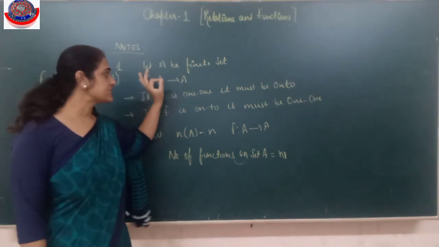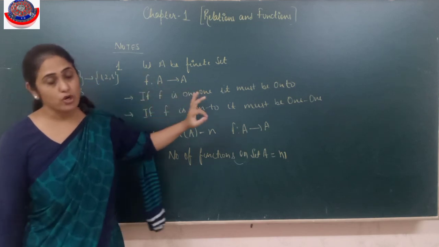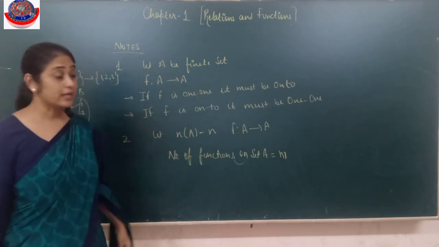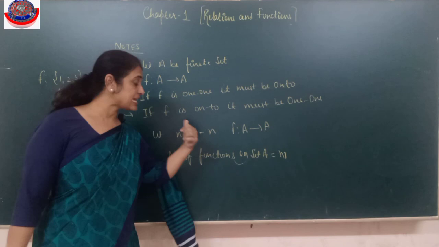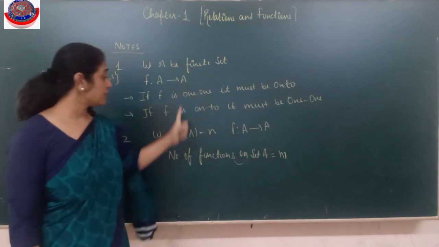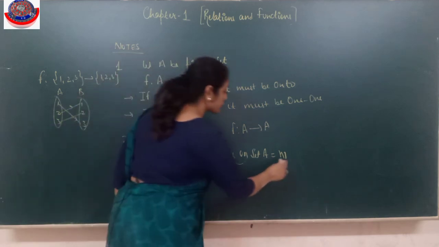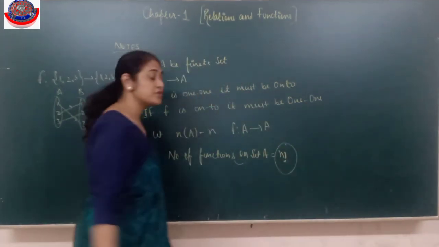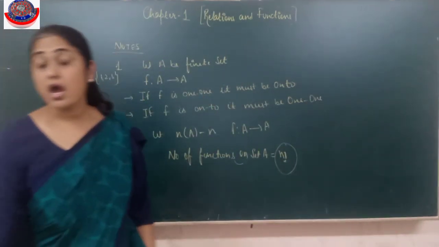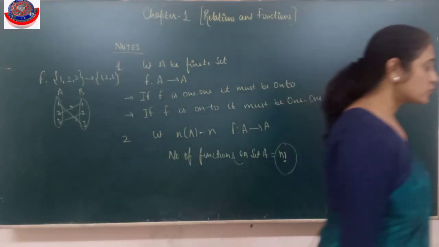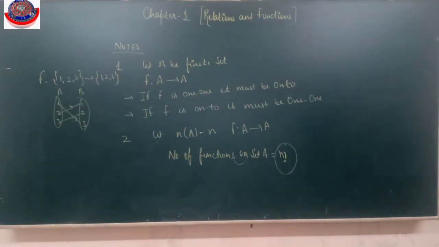If a set is a finite set, if it is 1-1, it must be onto. If it is onto, it must be 1-1. And the number of functions from set A, if the elements of A are n, the number of functions which are 1-1 as well as onto is n factorial. So children, all these things you need to practice. Next we will be starting with composition of functions.